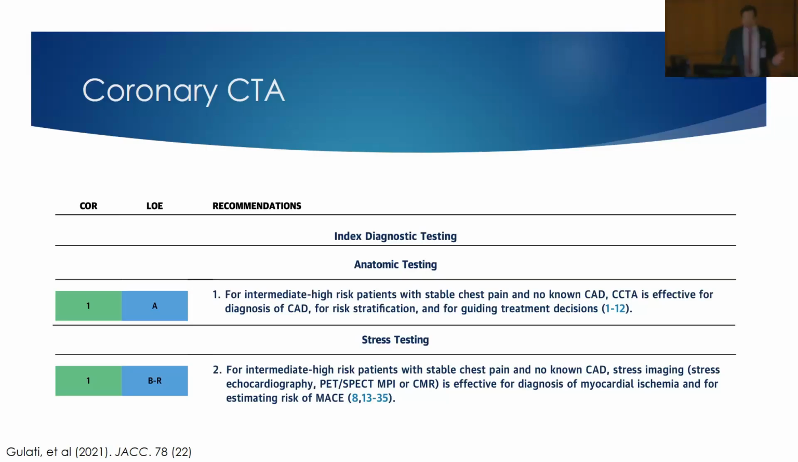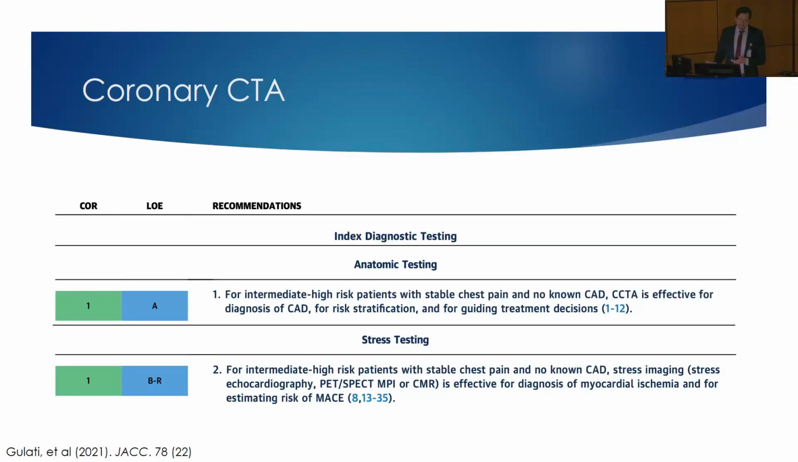And then stress testing remains a class 1 recommendation, but actually with a slightly lower level of evidence. You can still do your intermediate to high risk patients with stable chest pain, no CAD. You can do stress echo, your nuclear stress testing, stress MRI. And the reason why it's probably a lower level of evidence is that coronary CT is a full anatomic evaluation. And so you see the plaque exactly.